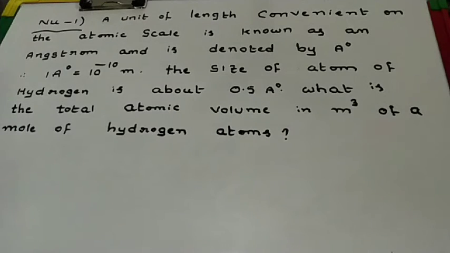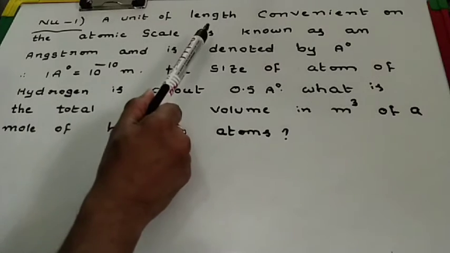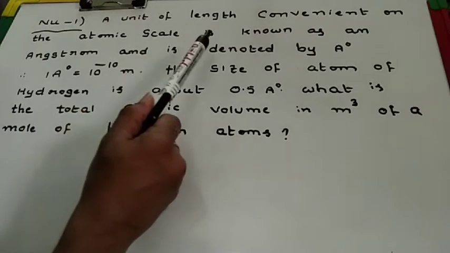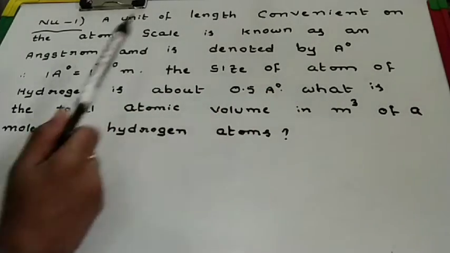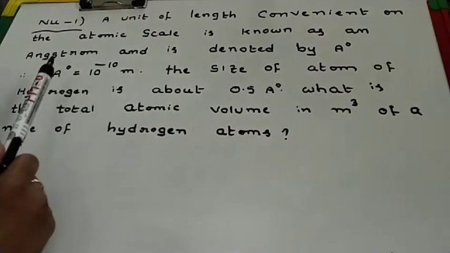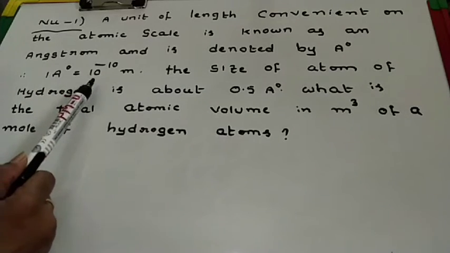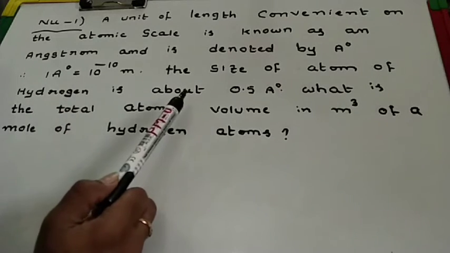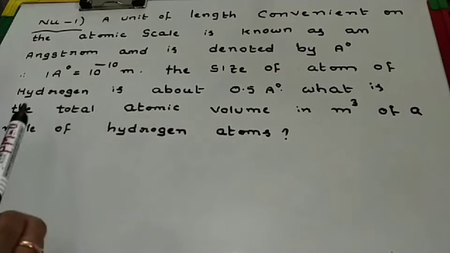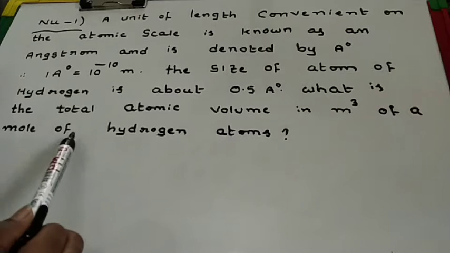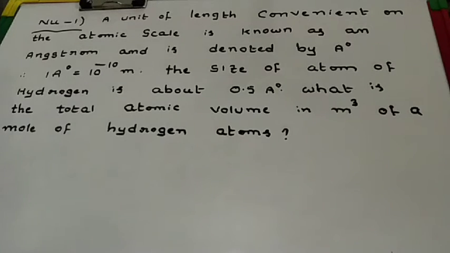Now, once again, I am repeating the question, my dear students. A unit of length convenient on the atomic scale is known as an angstrom and is denoted by Å. Therefore, 1 angstrom is equal to 10 to the power of minus 10 meters. The size of the atom of hydrogen is about 0.5 angstroms. What is the total atomic volume in meter cube of a mole of hydrogen atoms? This is the question. Now go for the solution.